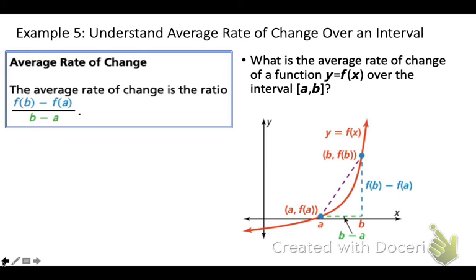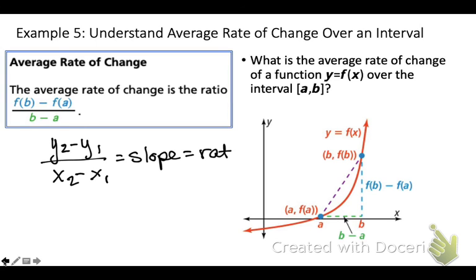So if I want the rate of change from this point to this point, I do the slope. What is the slope function? y2 minus y1 over x2 minus x1 equals slope, which also equals rate of change, or average rate of change, okay? Are we good for our homework now?